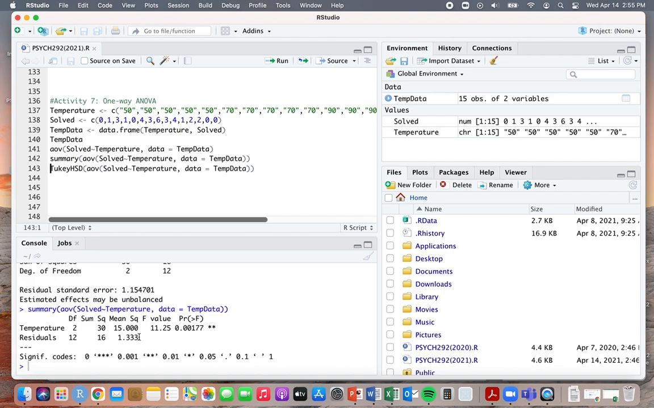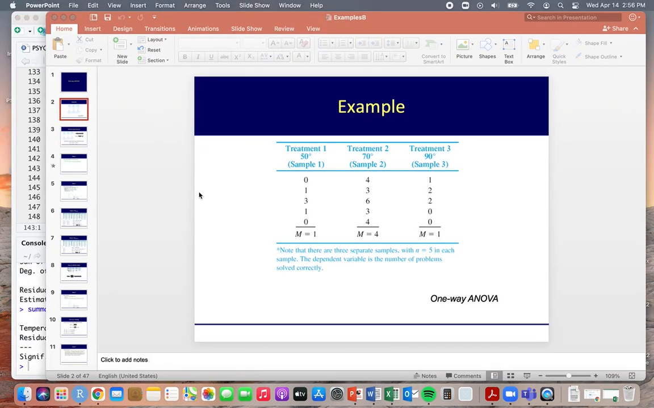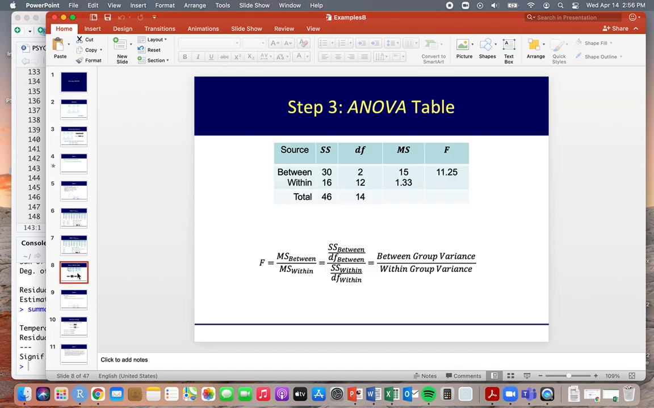To get the value of F, we take the mean squared between, divide it by the mean squared within, and that gives us 11.25. Finally, we can see that this is a statistically significant result. This is our value of p down here. If we compare that to our computational example, we can see that it is exactly the same.